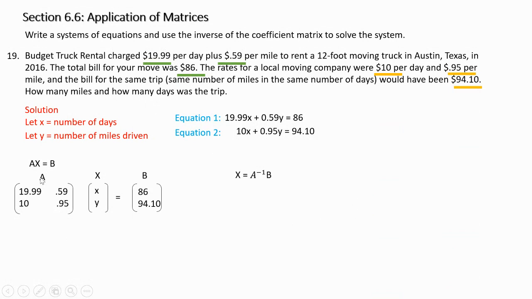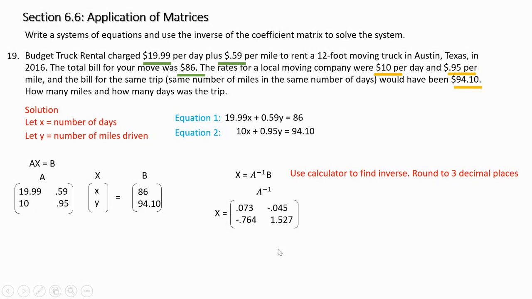So for the inverse, you can actually put that in the calculator, guys, and get the inverse of A. So that's my inverse. If you put that in the calculator, guys, and then press the inverse key, or actually do the work, this is what you should get. That's my B matrix. Then this should be your result, which means 2 days and 78 miles. So the trip was 2 days long and 78 miles.